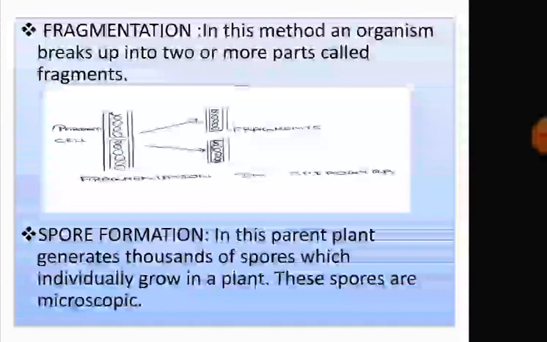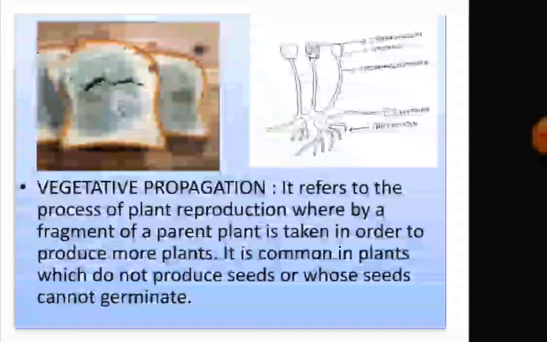Fragmentation means a method in which an organism breaks up into two or more parts, called fragments. Spore formation: the parent plant generates thousands of spores which individually grow into a plant, and these spores are microscopic. You can see here in this figure the bread mold is shown, and this figure is showing the spores. The sporangiophore is there. It contains the sporangium, and the sporangium contains the spores.